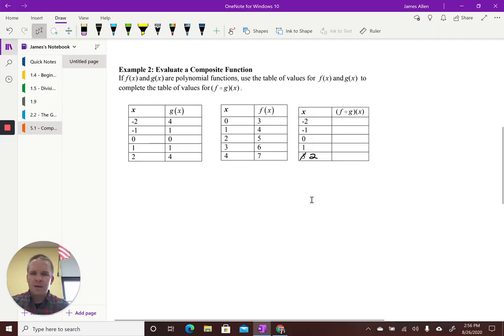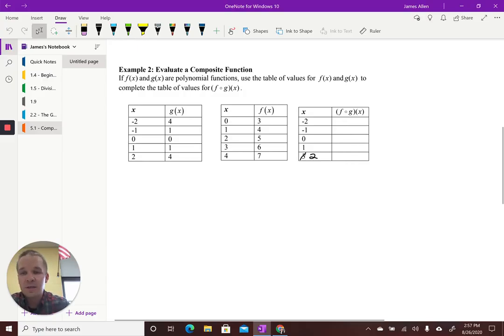All right, so now we have tables. We're going to look at 3 representations here. The next one, you guessed it, is going to be a graph. So we're dealing with tables here. If f and g are polynomial functions, use the table of values for f of x and g of x to complete the table of values for f of g of x. So that means that whatever x value I have, I'm going to plug it into g, and whatever number I get for that, I'll plug it into f, and that resulting number will end up in this table here.